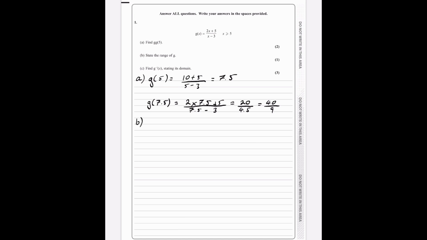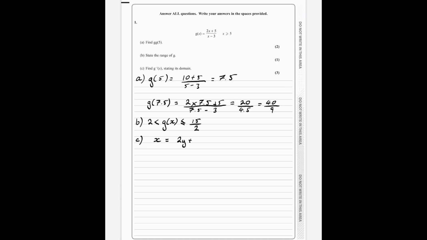For B, the range of the function, plugging in x equals 5 we get 15 over 2 out. We know that from part A. As x gets large, I'm looking at the 2x divided by x, which is 2. That's going to produce the lower bound for the function. It's going to tend towards 2, and so the range is going to be between 2 and less than or equal to 15 over 2, or 7.5.